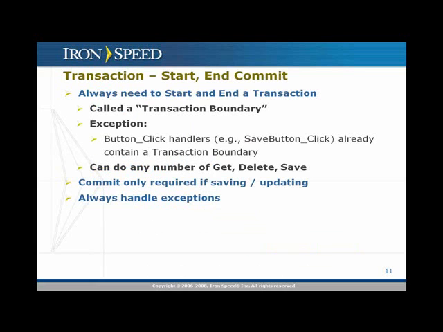You always need to start and end a transaction. This is called a transaction boundary. There is an exception to that: if you are using the existing button handlers that we generate for you, like a save button click, then we automatically create a transaction boundary for you. But if you are using your own buttons, you will have to do a start and an end transaction. And then you can do any number of gets, deletes, and saves. They'll all be committed when you call the commit method. And of course, commit is only required if you're saving and updating.